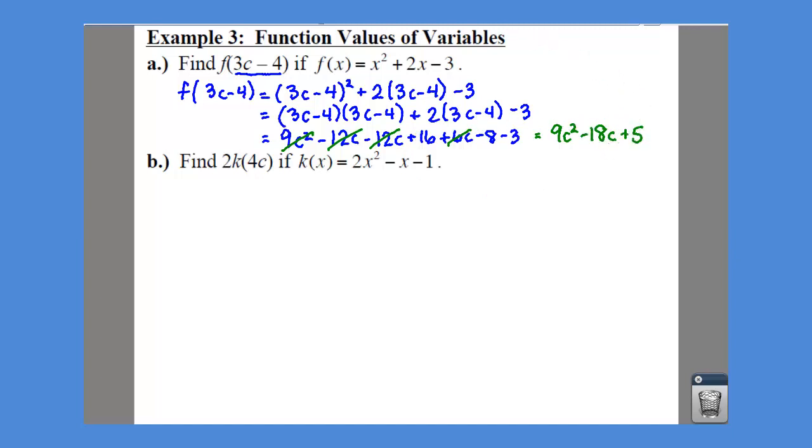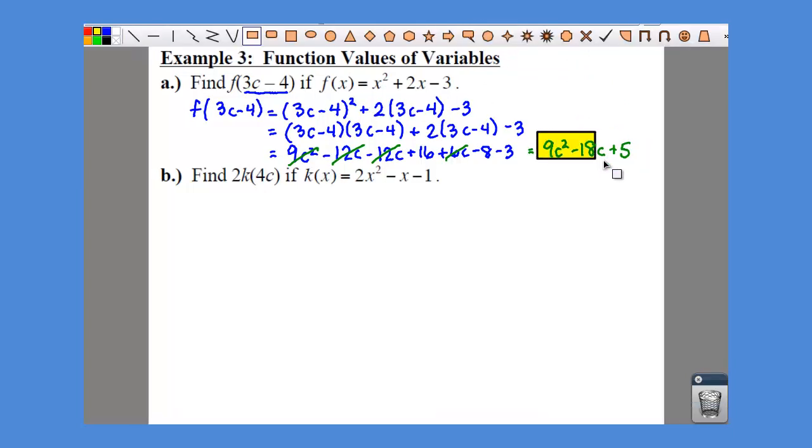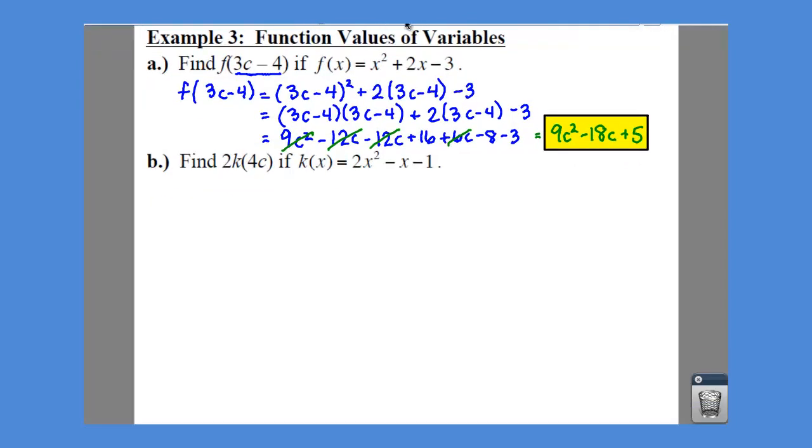So you do not have to factor this. You do not set it equal to 0. Once you get it to this point, you have simplified your function, just doing a little bit more work. So just make sure you are very careful when you are doing this part of the problem. Write it out twice. Now for B, this is a little more difficult because notice you have a 2 times k of 4c. So this is done a little bit differently, but there's only one big catch, okay?